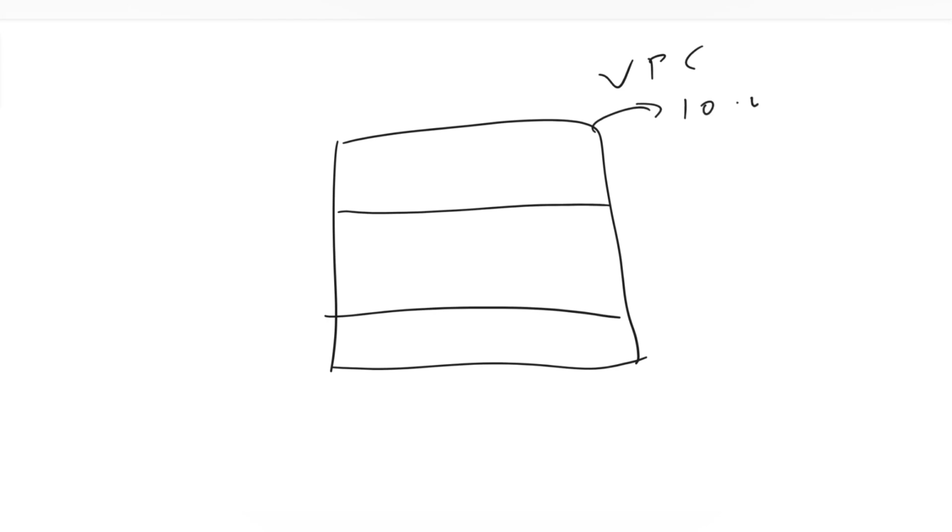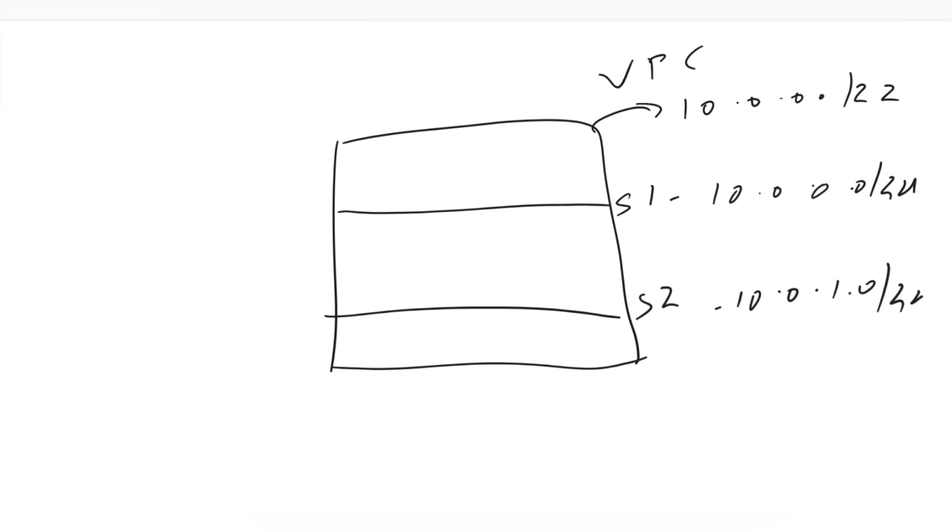If you talk about AWS, for example, let's say you have a VPC over here. In this VPC, you may have subnets. For example, let's say the VPC address space is 10.0.0.0/22, and then you have subnet 1. The IP address range of subnet 1 is 10.0.0.0/24, and subnet 2 you may have 10.0.1.0/24. Now you have deployed a virtual machine over here, as well as one more virtual machine over here.